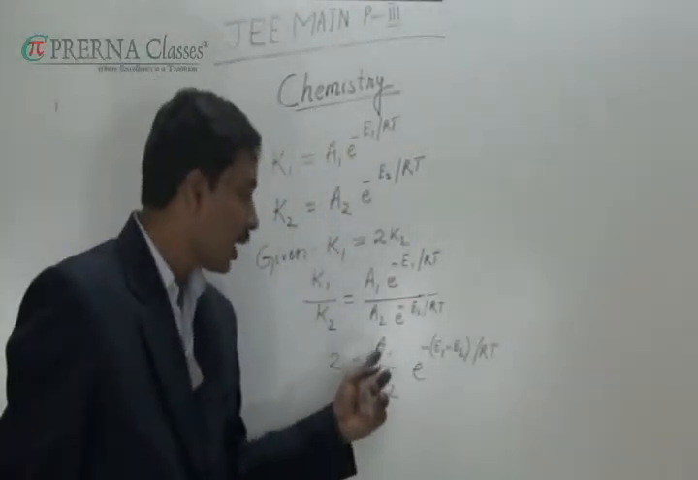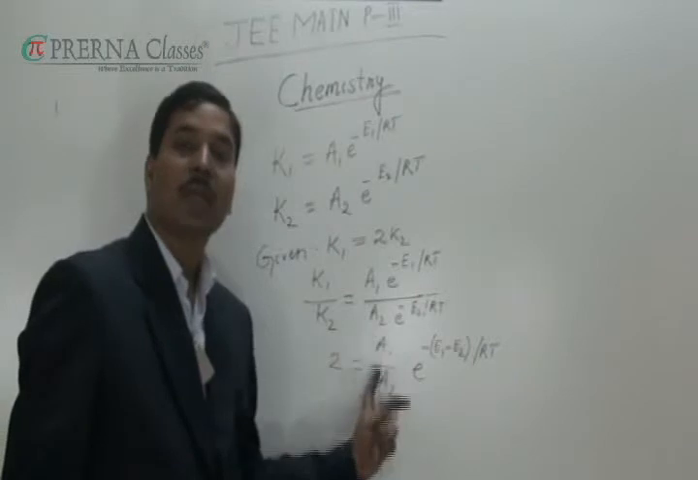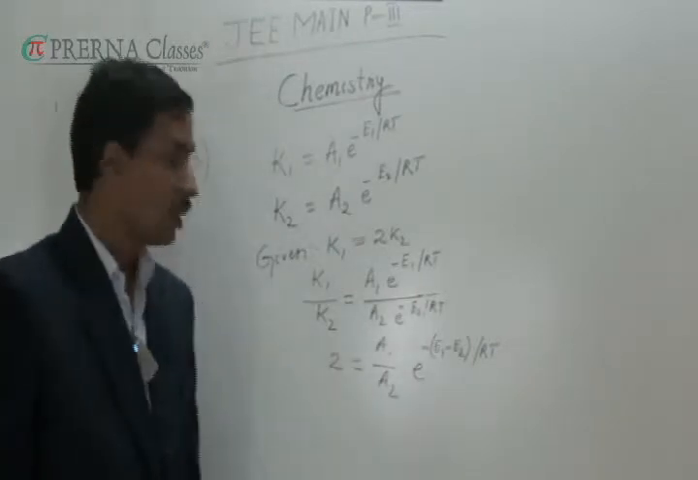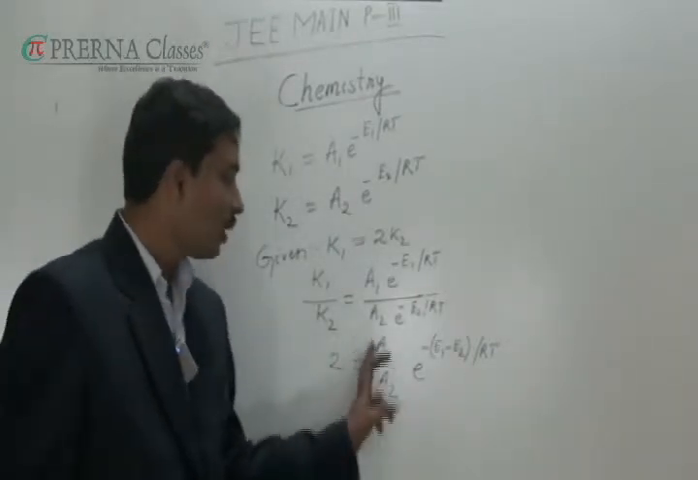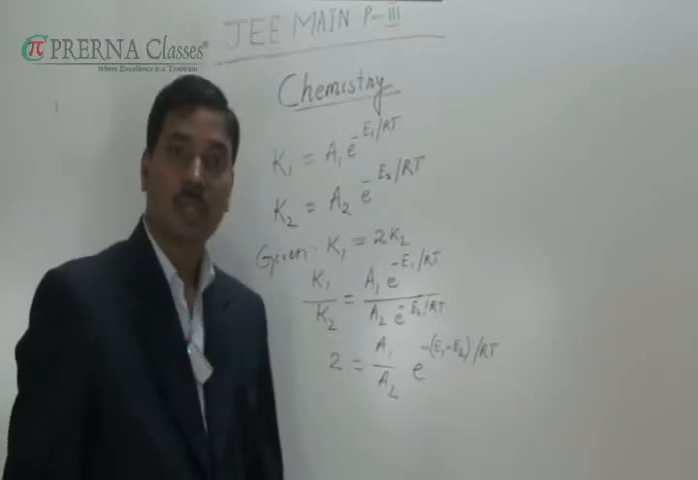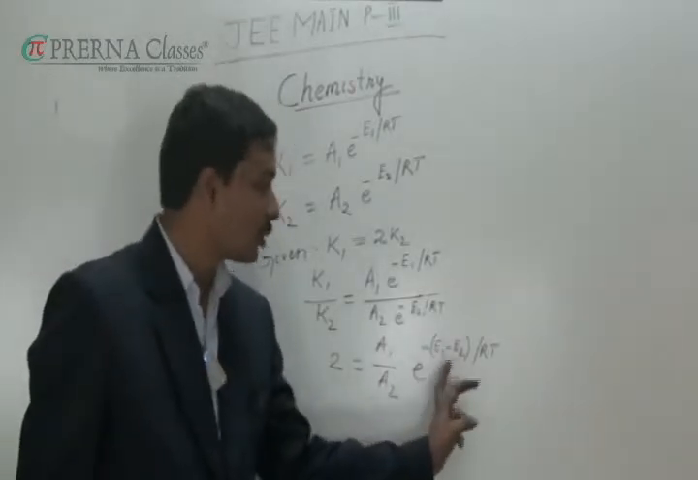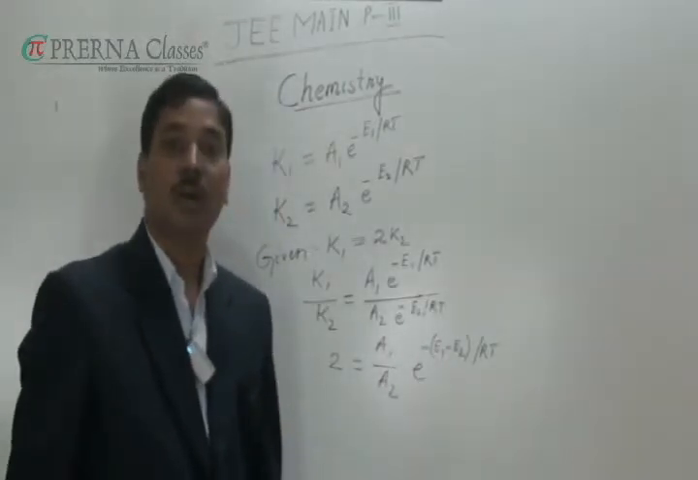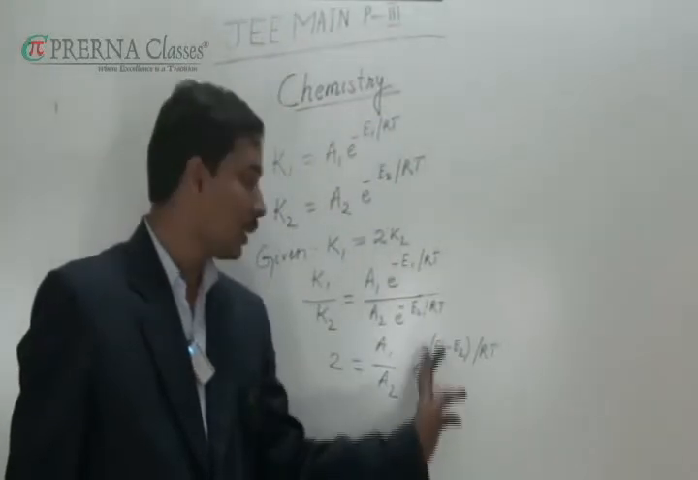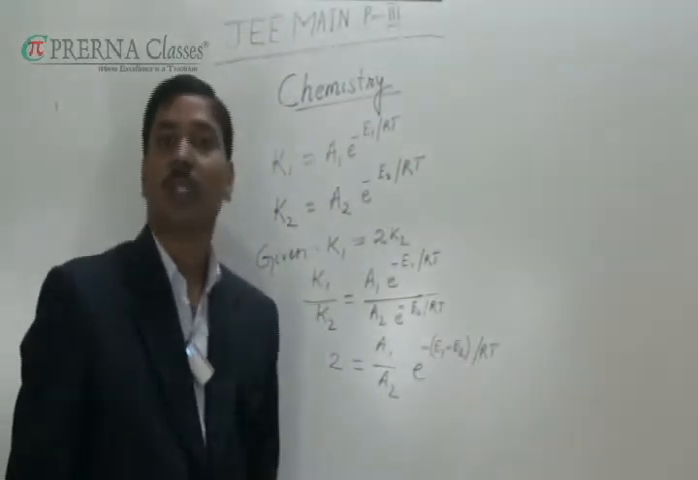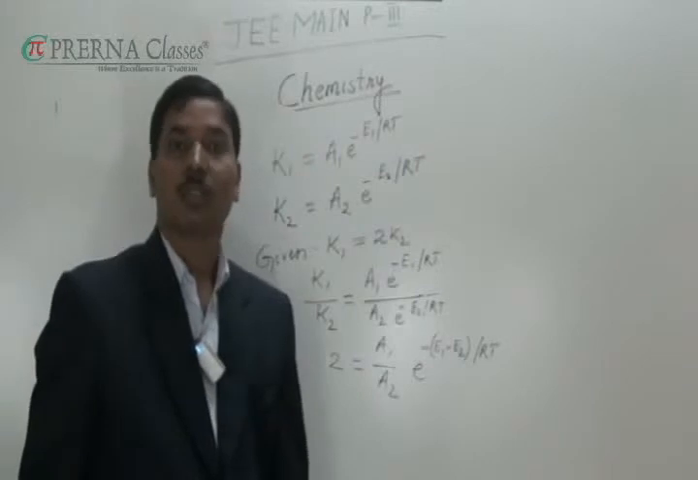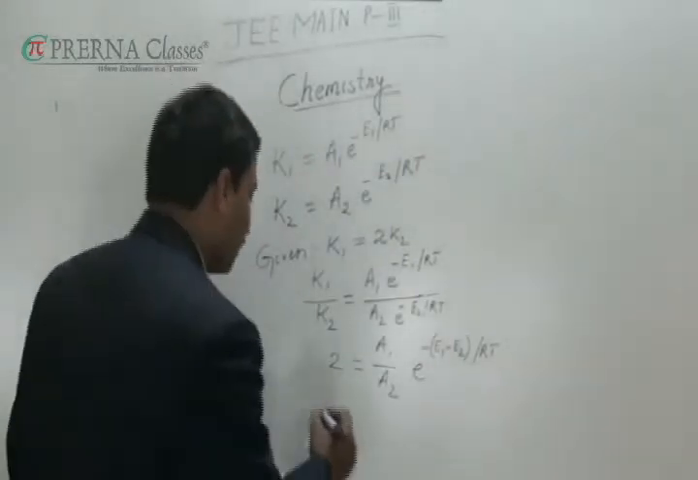But in this case, the Arrhenius parameters A1 and A2 are not given. If the ratio of A1 and A2 is unknown, then we cannot predict the ratio between E1 and E2, or we cannot find the relation between E1 and E2. Therefore, we cannot predict this answer. Therefore, the answer is option D.